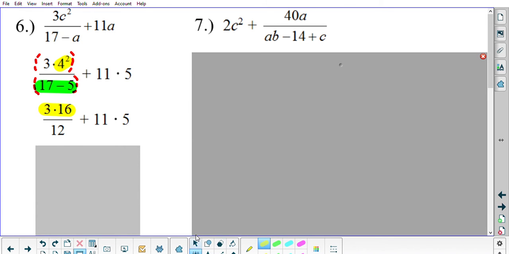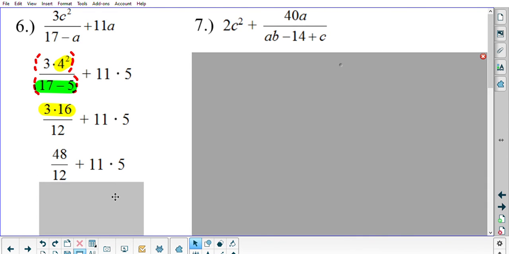We have 3 times 16. That would give you 48. Why did I not do 11 times 5 at the same time that I did 3 times 16? It's because 3 times 16 is considered to be in parentheses, as I was explaining earlier, whereas the 11 times 5 is not considered to be in parentheses because it was not in the numerator or denominator of a fraction. Now, from here, I have taken care of the parentheses part for the order of operations.